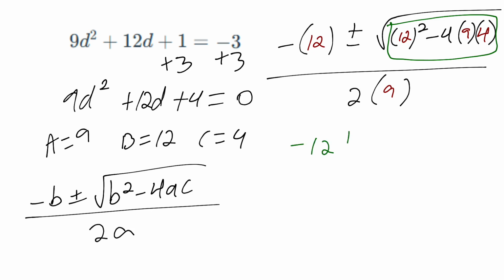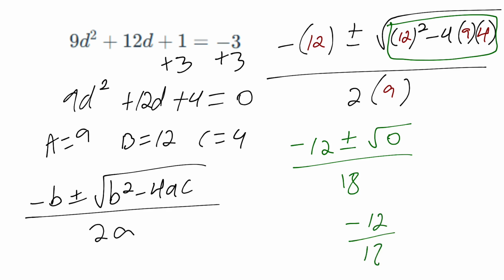So I have negative 12 plus or minus the square root of 0 divided by 18. Now adding 0 or subtracting 0 doesn't change anything, so this is negative 12 over 18. If I simplify this, I get negative 2/3. There's only one answer for this one. When your discriminant is 0, you only have one answer.